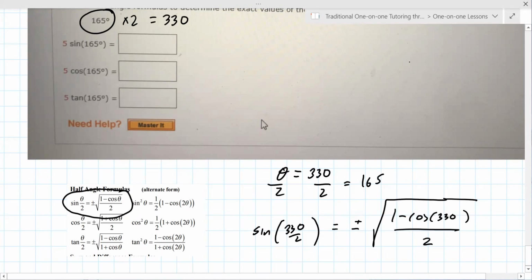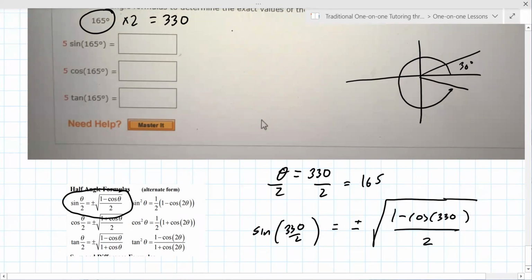Okay. So cosine of 330 is on your unit circle. That's 30 degrees left here. It's very similar to 30. So if that helps, if you got a calculator, that's another thing you guys should do. You should know the decimal equivalence.